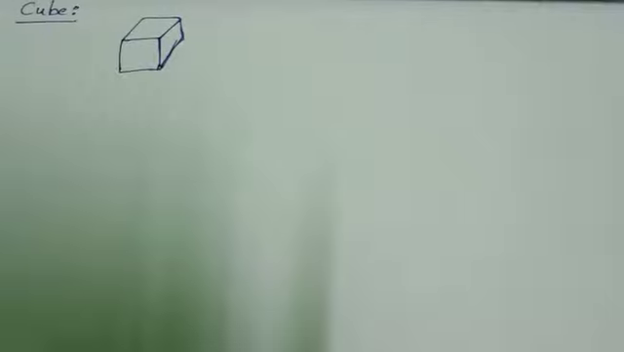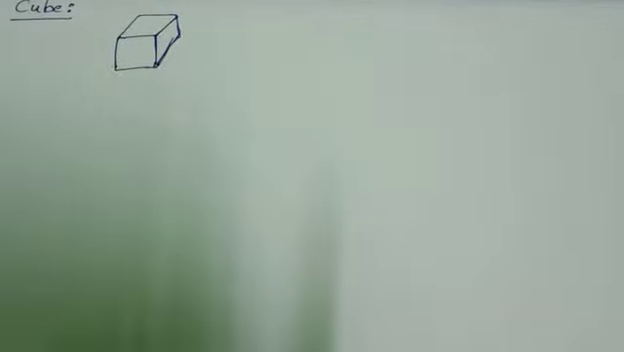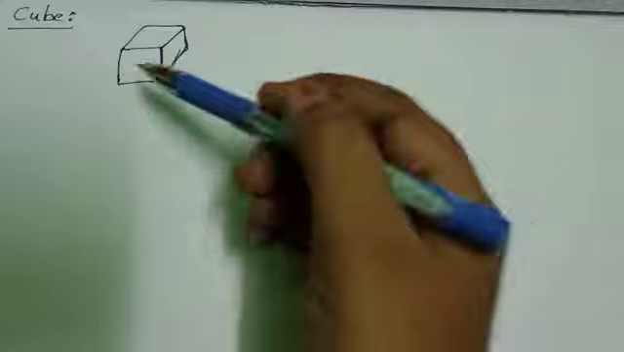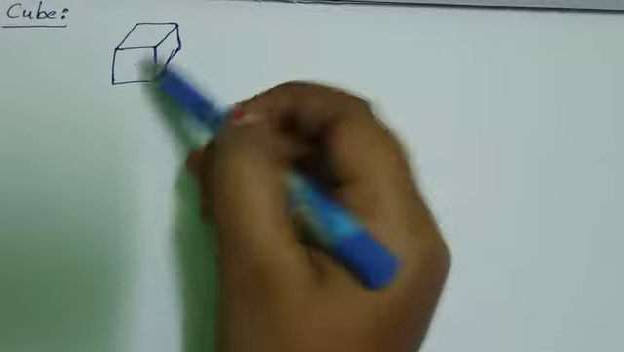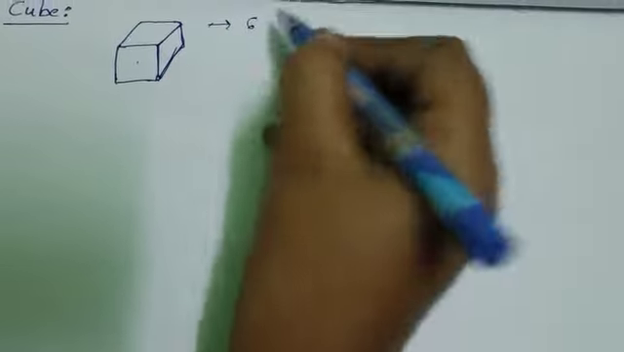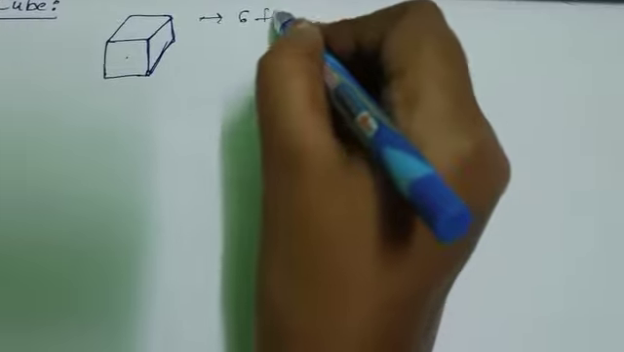Let's discuss surface area and volume of the cube. We know cube. How many faces? 6 faces. 6 flat surfaces.